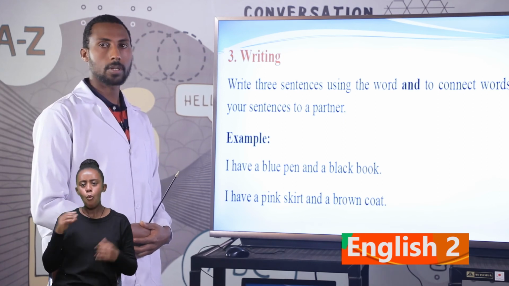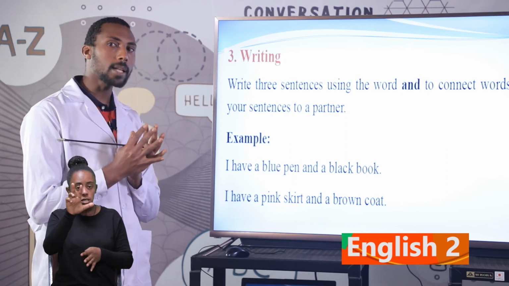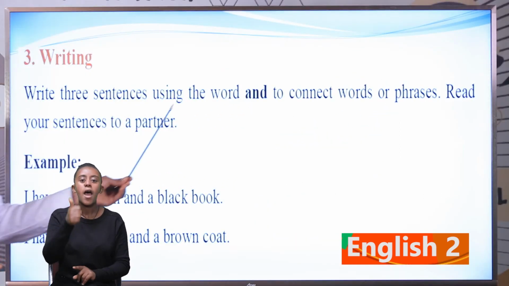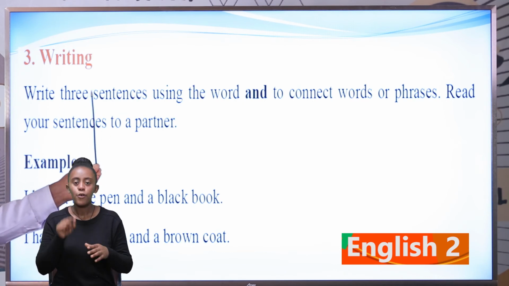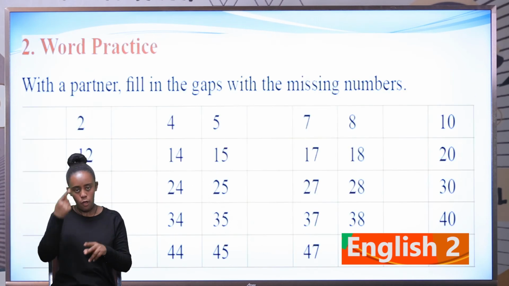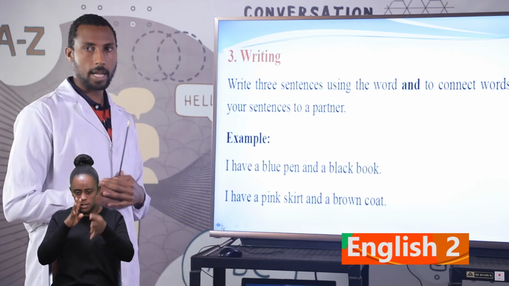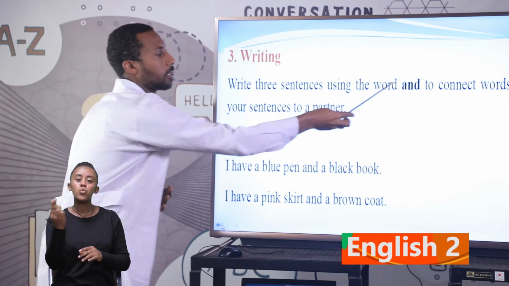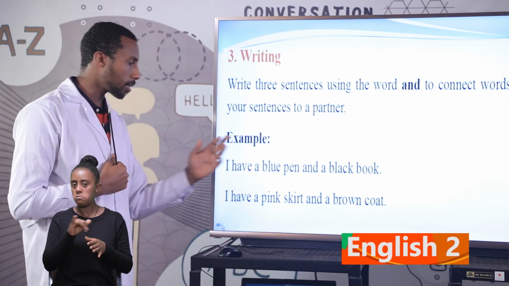Is it clear, students? So, you have to create 3 sentences by using the word what? By using the word and, just like the example. Okay, let us go to the next point. Students, let me give you time. Please create 3 sentences by using and, just like the 2 examples.